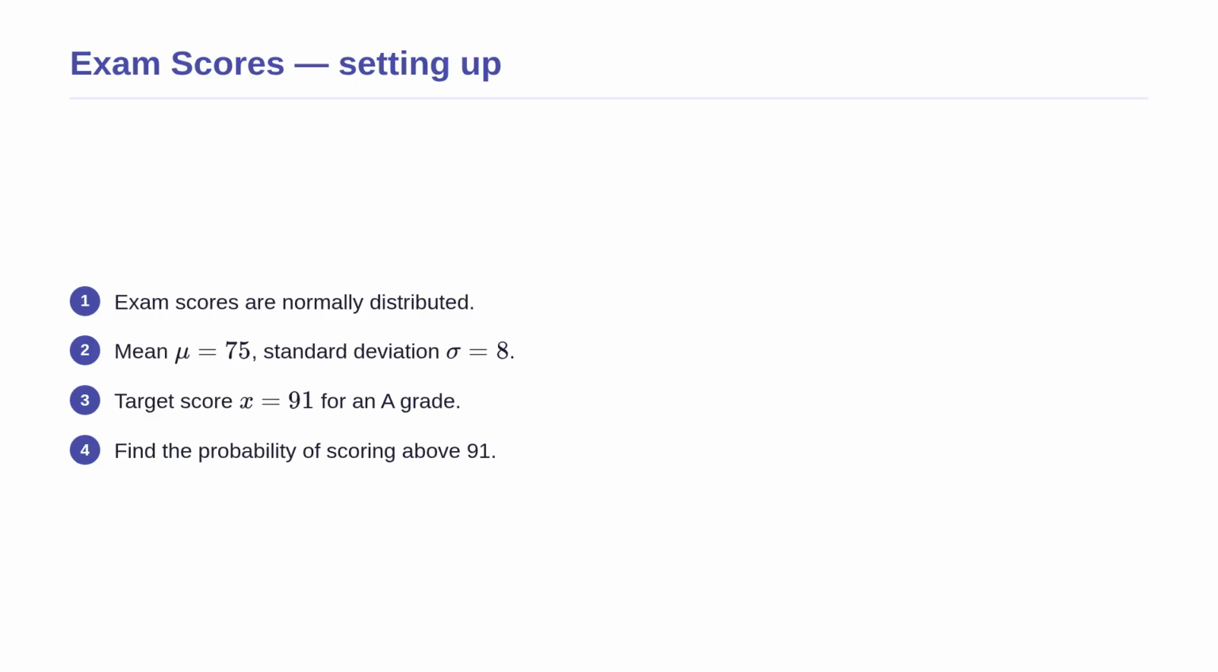Let us see this formula in action with a concrete example. Suppose a university exam has scores that are normally distributed. We are given that the class average or mean is 75 marks and the standard deviation is 8 marks. A student needs to score above 91 marks to receive an A grade. We want to find the probability that a randomly selected student achieves this.